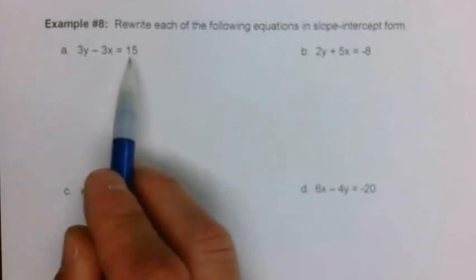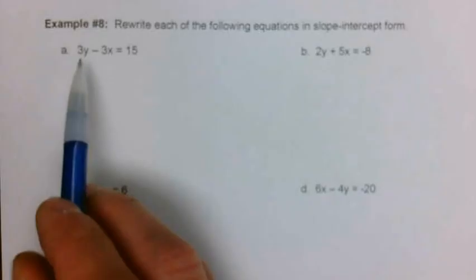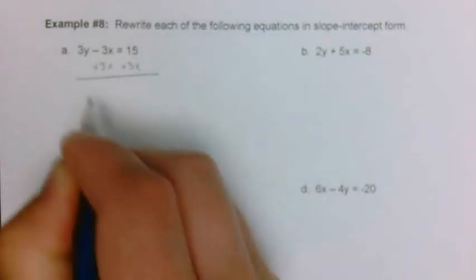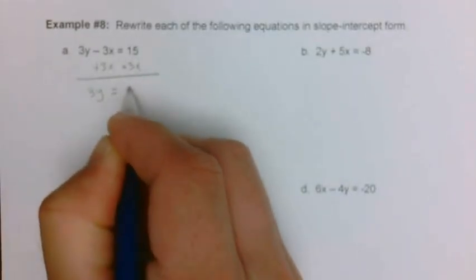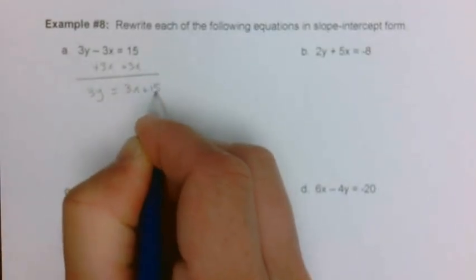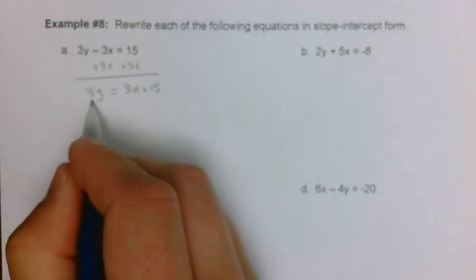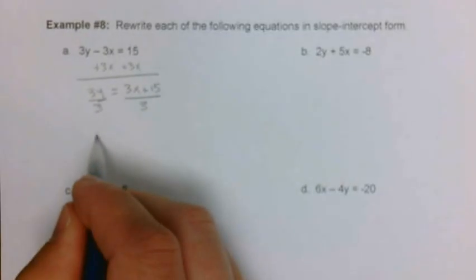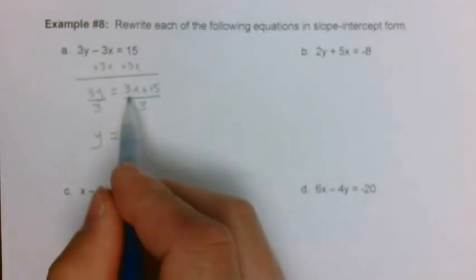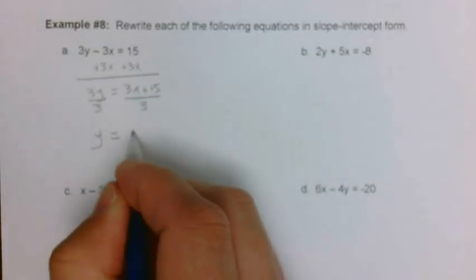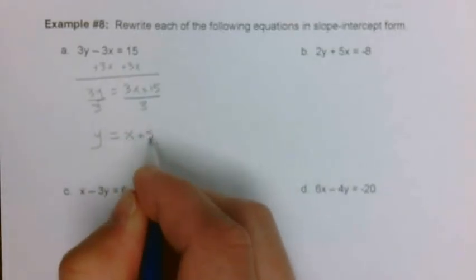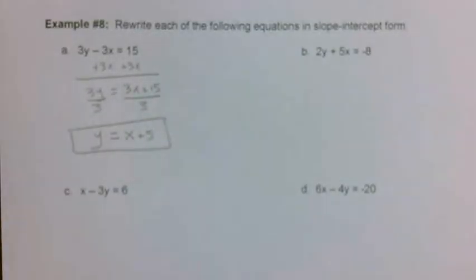3y minus 3x equals 15. We've got to get y alone. So we'll add 3x to start on each side. That gives us 3y equals 3x plus 15. And now, since we need y, we'll divide everything by 3. 3y divided by 3 is y, equals 3x divided by 3 is 1x, or just x, and positive 15 divided by 3 is positive 5, so the equation would be y equals x plus 5.